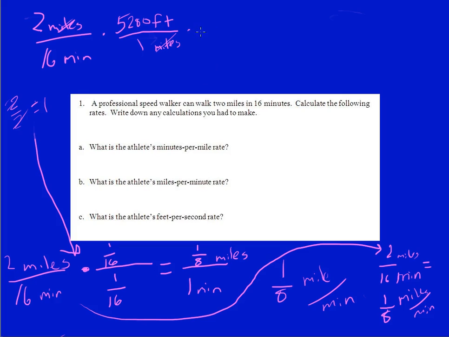So we want seconds to be down on the bottom, since the rate that we're looking for is feet per second. So we need to come up with a version of 1 that's going to leave seconds on the bottom. So we're going to do our 1 second down here. That'll leave the seconds on the bottom. Oh, I'm sorry, it's not 1 second. It's going to be 60 seconds per 1 minute.